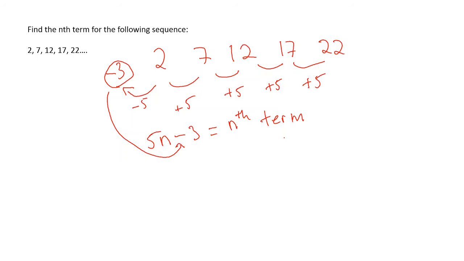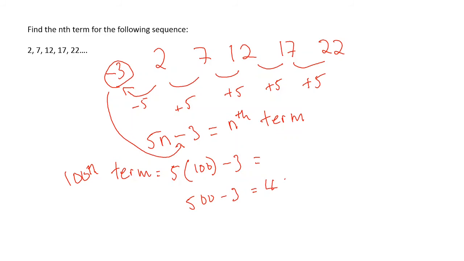is my nth term. And now I can use it to find out, well, what is the 100th term in this sequence? So I just substitute in for the n. 5 times 100 minus 3. 5 times 100 is 500. Take away 3 is 497. So without me having to write it out 100 times, I can figure out that the 100th term in this sequence will be 497.